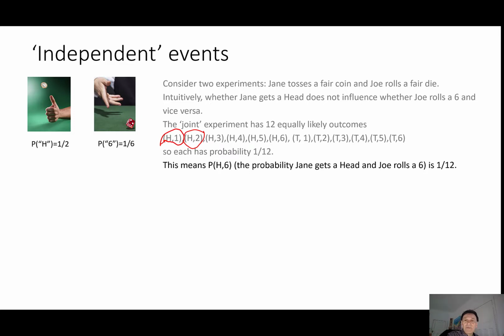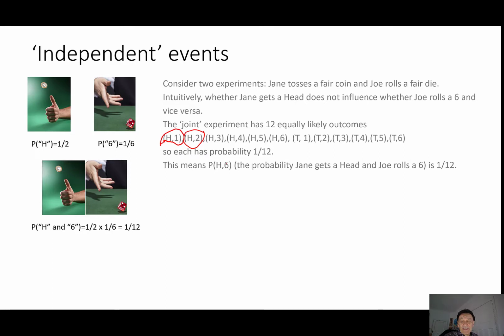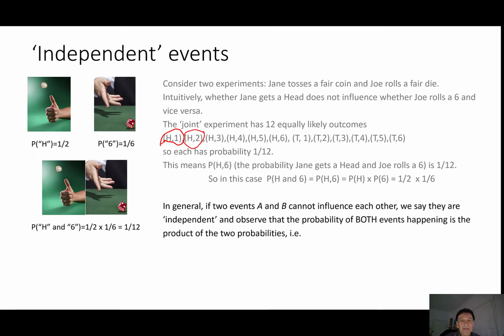And this means that if you take a particular event, like Jane tosses a head and Joe rolls a 6, then that's going to have a probability of 1 over 12. So here we can think of the joint experiment, and what we can see in this case is that the probability of a head and a 6 is equal to the probability of a head, which is a half, times the probability of getting a 6, which is 1/6.